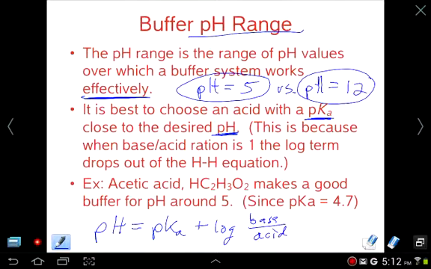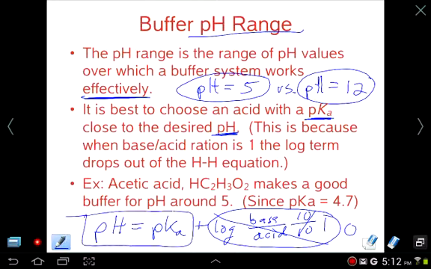So what you want is equal amounts of base and acid. If you have 10 moles of base and 10 moles of acid, this drops into 1, and the log of 1 is actually 0. So this whole term drops out, and you get the pH equal to pKa, and that's why this makes sense. The example here is acetic acid, whose pKa is 4.7; to get this, you take the negative log of its Ka, which is 1.8 e negative 5. You get 4.7, and so acetic acid can buffer a solution around a pH of 5.